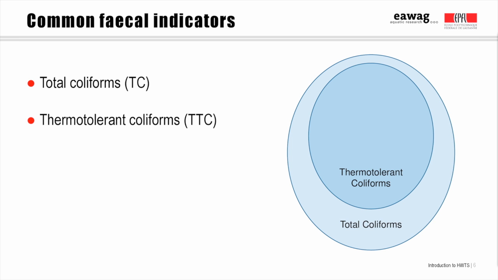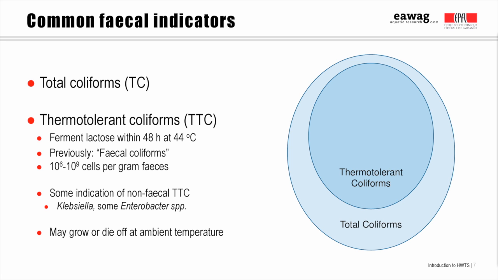Thermotolerant coliforms, as their name implies, can tolerate heat, and these are a subset of the total coliform class. Thermotolerant coliforms are what used to be called faecal coliforms, and they can ferment lactose within 48 hours at 44 degrees Celsius. Feces contain a large number of thermotolerant coliforms, but there are some indications of non-fecal sources of thermotolerant coliforms, such as Klebsiella and some species of Enterobacter. Also, there's evidence that thermotolerant coliforms, under some conditions, can grow or die off in water at ambient temperatures. So it's not a bad indicator, but it has some limitations.